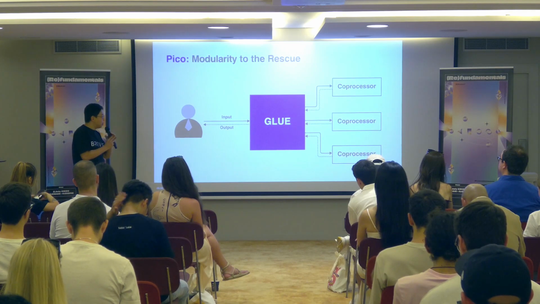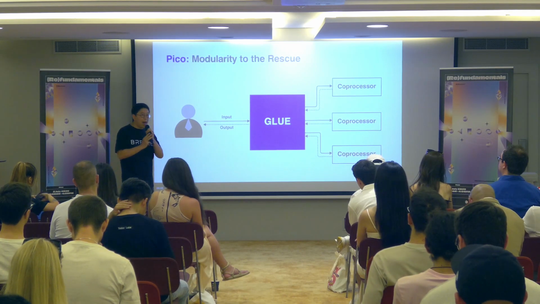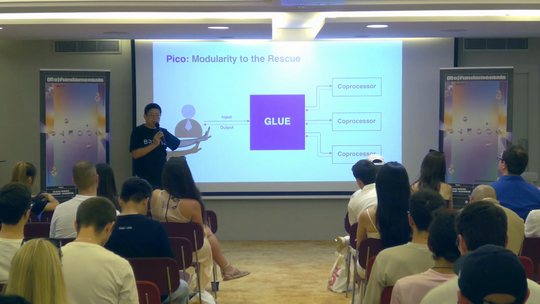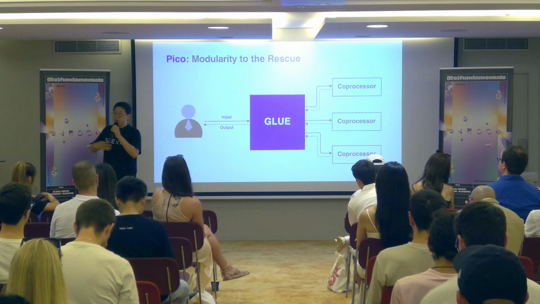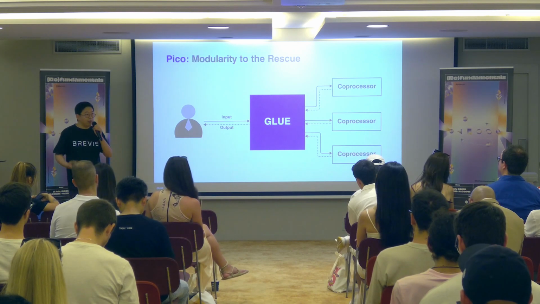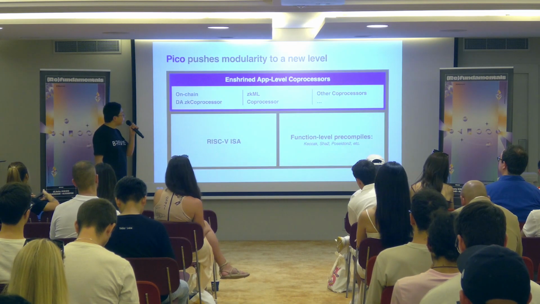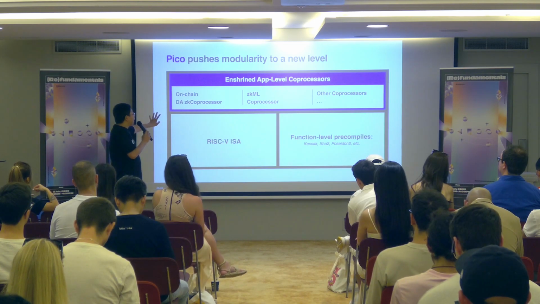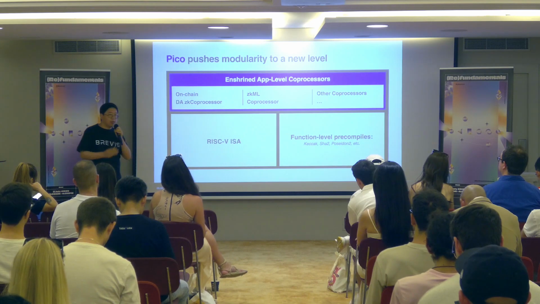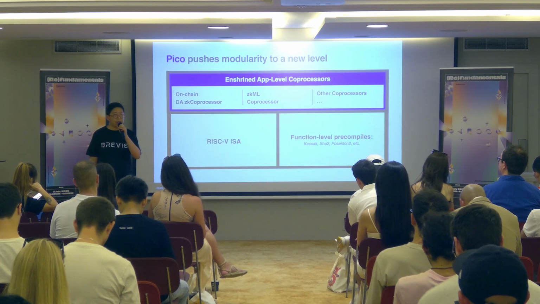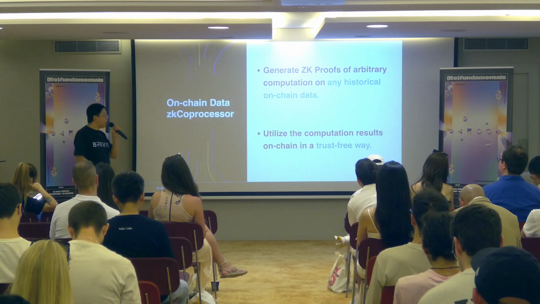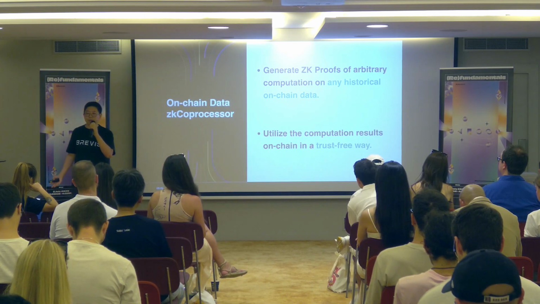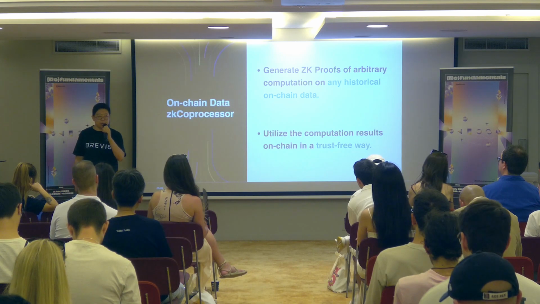Modularity is here to the rescue, where we treat the ZK VM as glue, but plug in a lot of specialized ZK circuits as coprocessors to improve performance on specific application use cases. For example, on top of Pico, we now have an on-chain data access coprocessor, ZKML coprocessors, and ZK TLS coprocessors, and many others. The on-chain data coprocessor is how a lot of different applications on Brevis are built today, like PancakeSwap and Uniswap use cases.